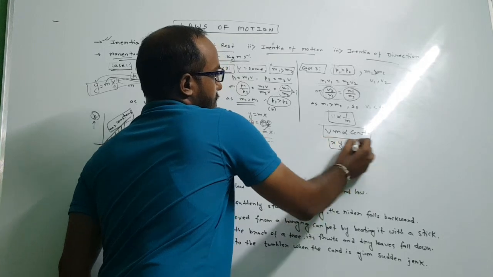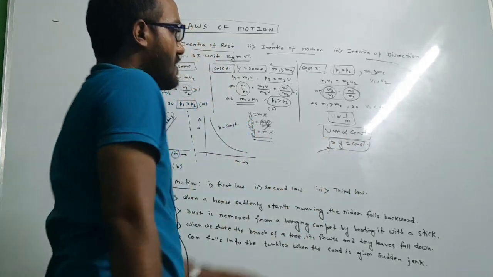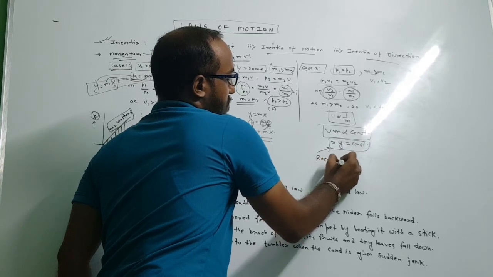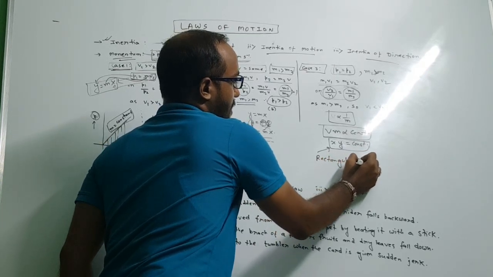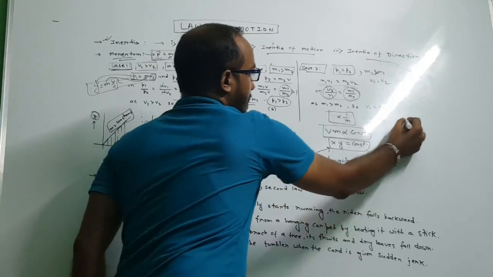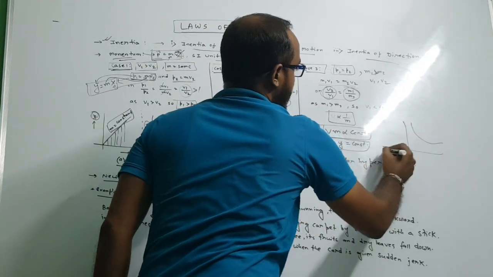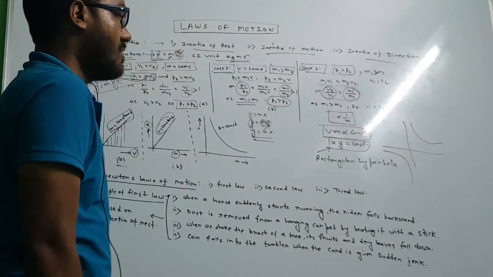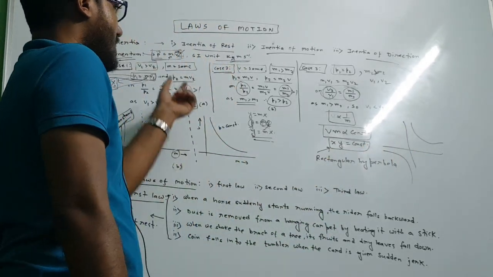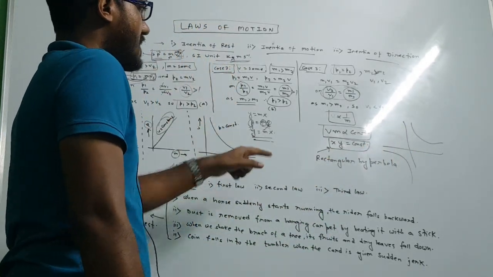xy equals constant, we know this represents a rectangular hyperbola. The graph would be something like this. This is your rectangular hyperbola. So we have drawn in the positive x and y axis this part, but this is a rectangular hyperbola.